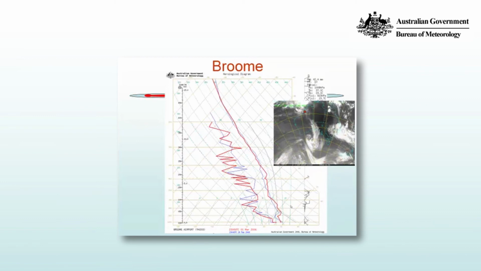Here's Broome on the northwest coast of Australia, and again there's some complexity there in terms of the dew point depression and therefore the relative humidity profile. Again, it looks much more convective, but you can get stratiform cloud out of that.